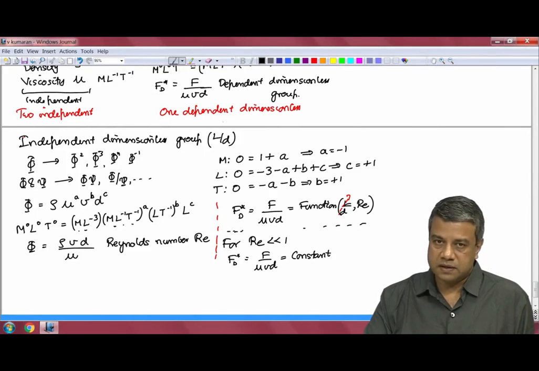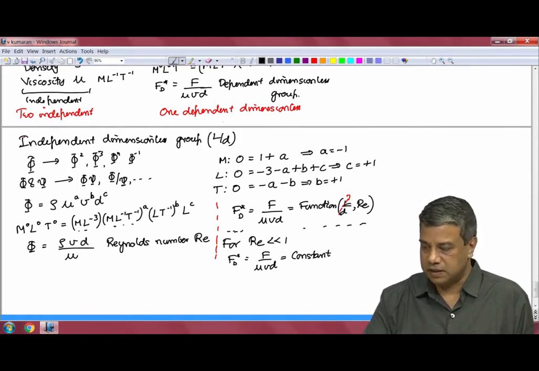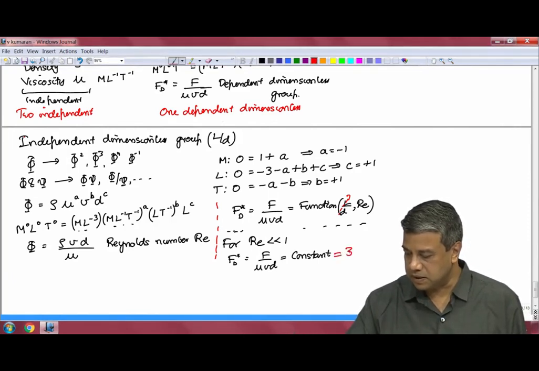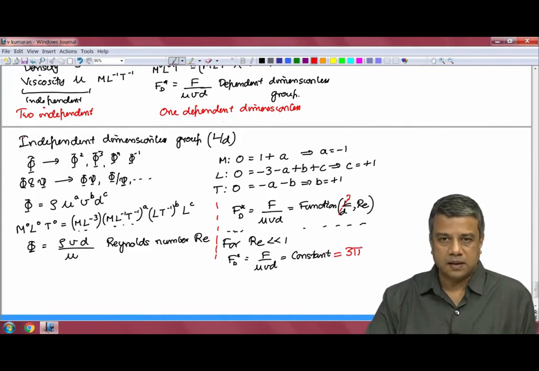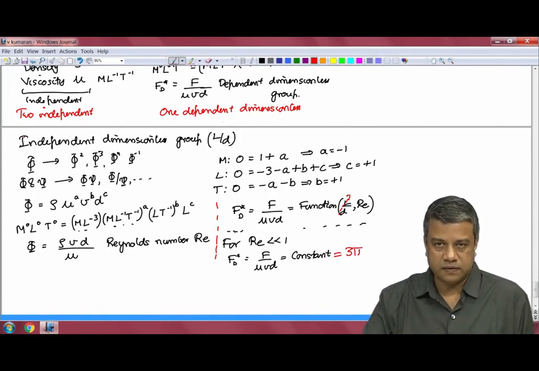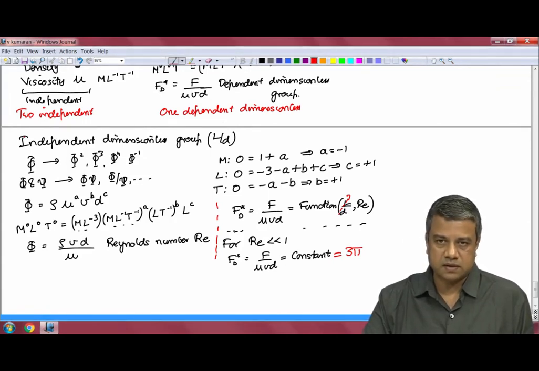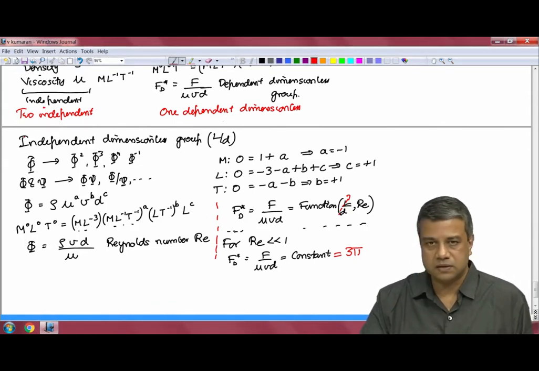What the value of this constant is, we do not know. You need more detailed calculations for that. More detailed calculations actually tell us that this constant is equal to 3 pi. This is called Stokes' law for viscosity for a spherical particle. You can actually calculate that. This is outside the scope of this course, so we will not do it. But just using dimensional analysis, we inferred that this ratio has to be a constant.